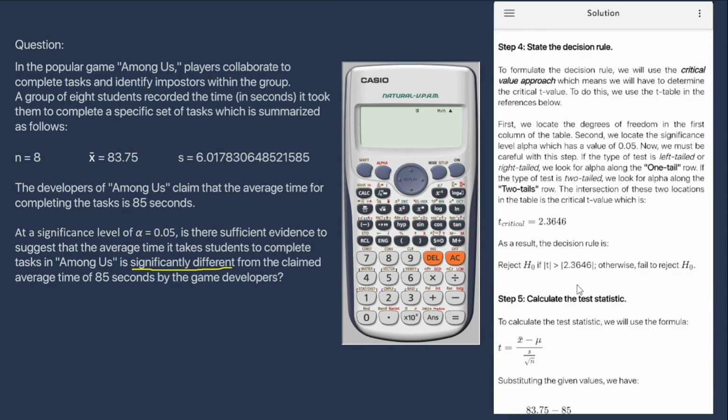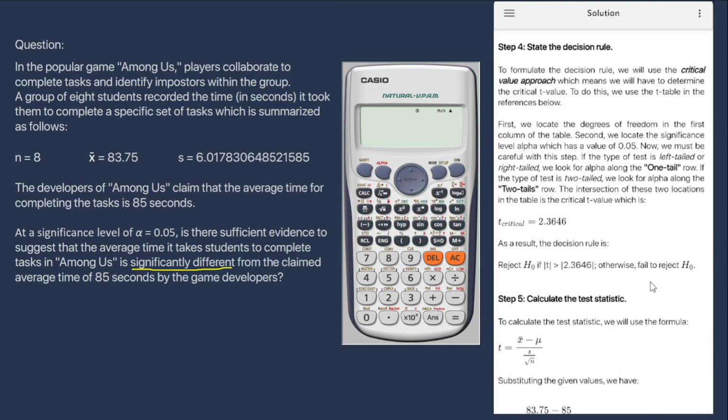So going back, we have our critical value of 2.3646. As a result, the decision rule is to reject the null hypothesis if the absolute value of the test statistic is greater than the absolute value of 2.3646. Otherwise, fail to reject the null hypothesis.